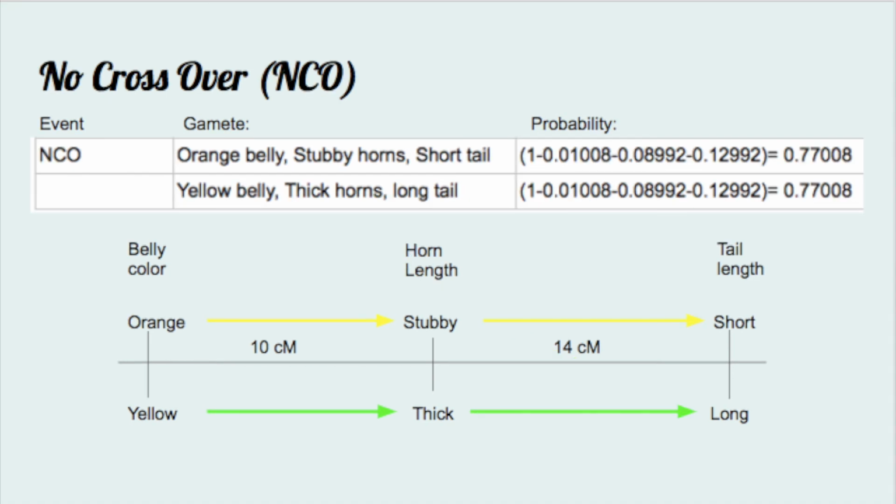And lastly, we have the no crossover. These are direct models of the purebred parents. The yellow line represents Mushu, and the green was his mate.